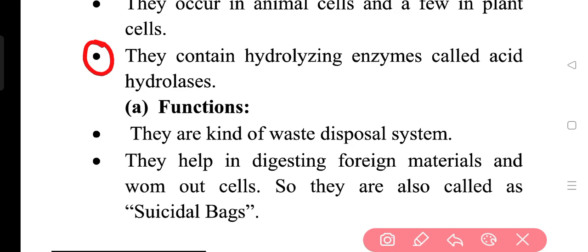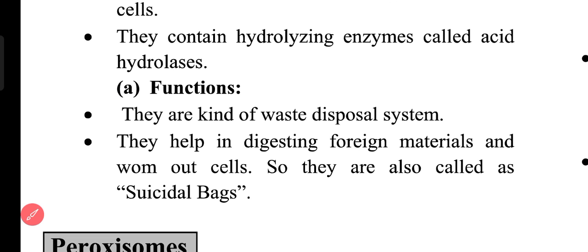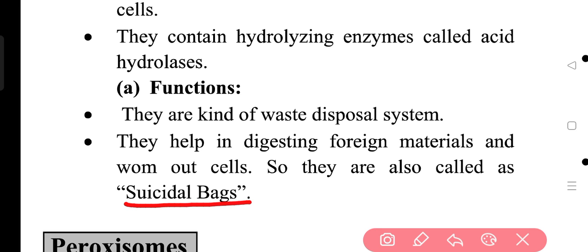Okay. The last point about lysosome: they contain hydrolyzing enzymes called acid hydrolases. We know that the enzymes present in the lysosome are called acid hydrolases. Then go to its functions. First, they are a kind of waste disposal system. Second, they help in digesting foreign material inside the cell, so they are called suicidal bags. Very important, remember this: the lysosome is called the suicidal bag of the cell.